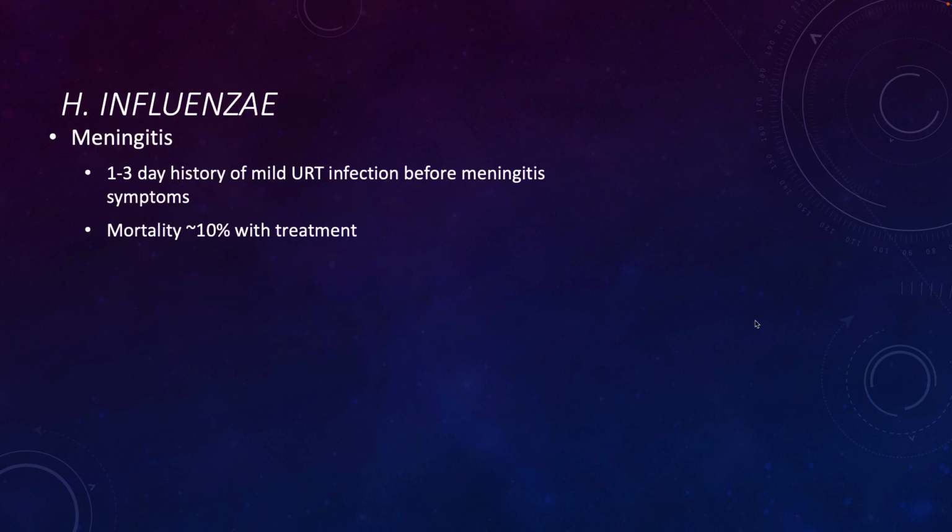Now, the common manifestation of disseminated or invasive Haemophilus influenzae is going to be something like meningitis. What we'll tend to see in the patients is a 1 to 3 day history of a mild upper respiratory infection before the symptoms of meningitis: fever, headache, stiff neck. And even with treatment, mortality is still about 10%.